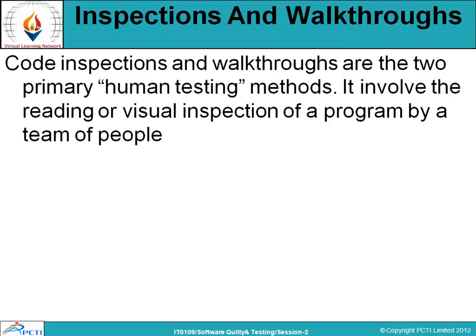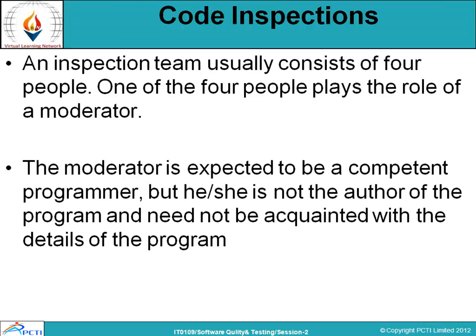Next is the inspection and the walkthrough. Code inspection and walkthrough are the two primary human testing methods that involve the reading or visual inspection of the program by a team of people. That is just to check again that what we have done is correct and to find the errors. The code inspection usually consists of four people. One of the four plays the role of moderator, who is expected to be a competent programmer, but not the author of the program, and need not be acquainted with the details of the program.